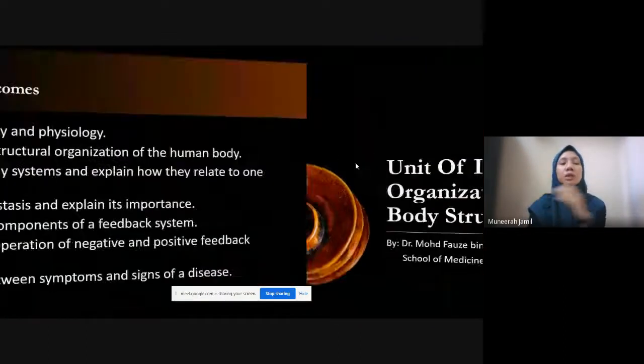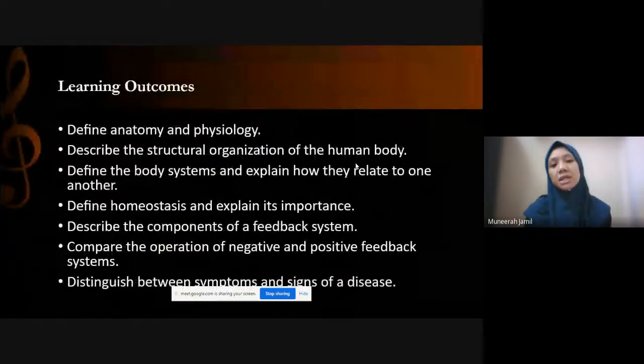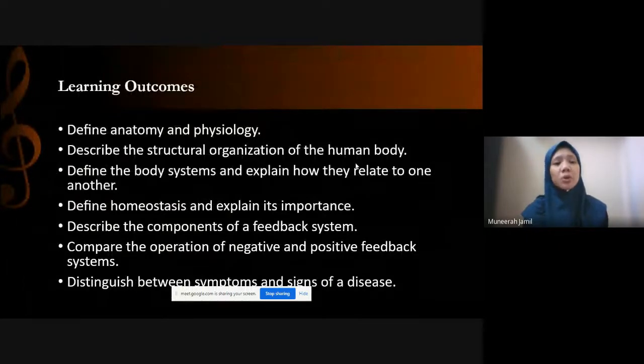All right. So, the learning outcome that I expect from this class is that you will be able to define what is anatomy and what is physiology. And then you will be able to describe the structural organization of the human body. You will be able to define the body systems and explain how they relate to each other.